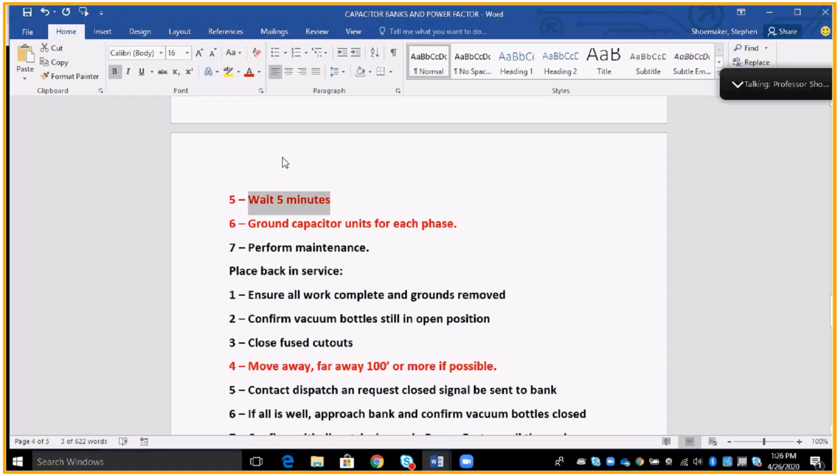If you open the fuse cutouts immediately and put your grounds on, you're going to get that capacitance charge. You're going to get a spark, a pretty good one at that, and it's going to make a loud explosion. So you wait 5 minutes. After you've waited 5 minutes, ground the capacitor units for each phase.